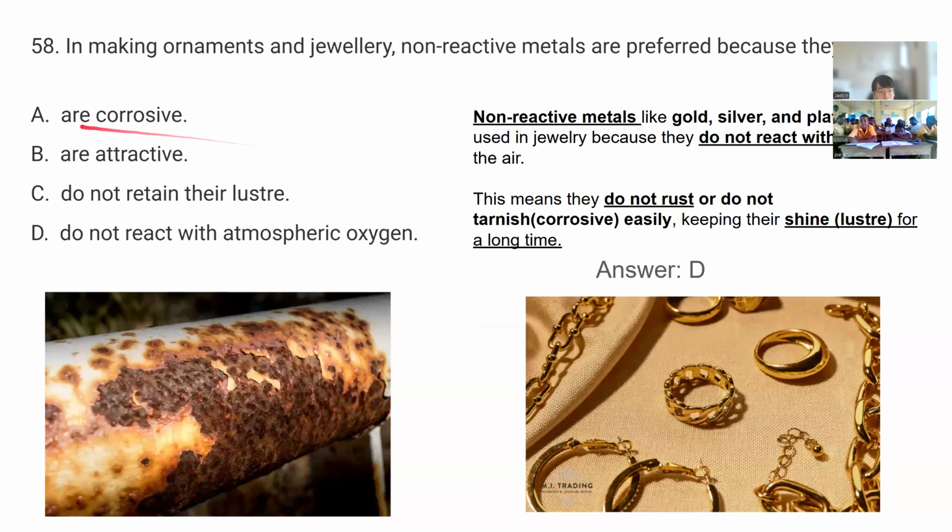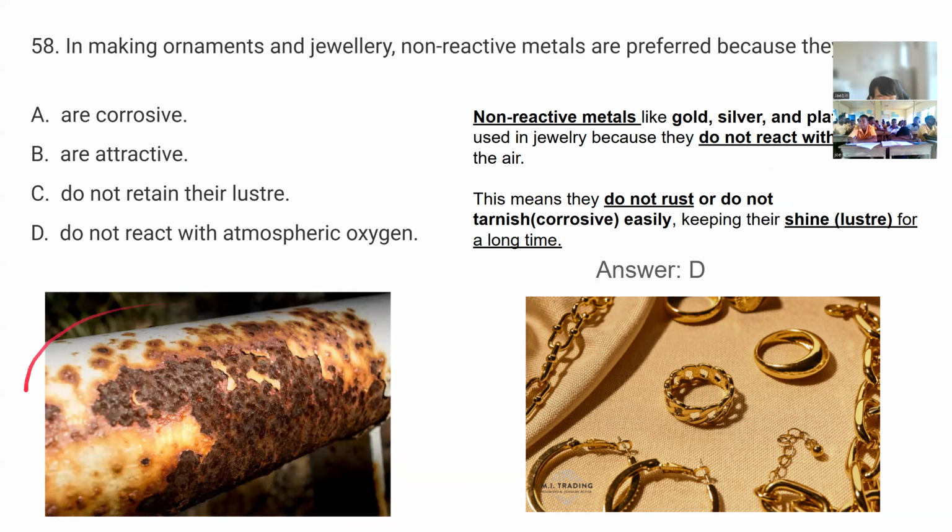So, A, corrosive, is actually the opposite. Non-reactive metals are less corrosive. And C is also the opposite. Non-reactive metals do retain their luster, their shine, for a very long time because, again, they do not react with oxygen to rust.